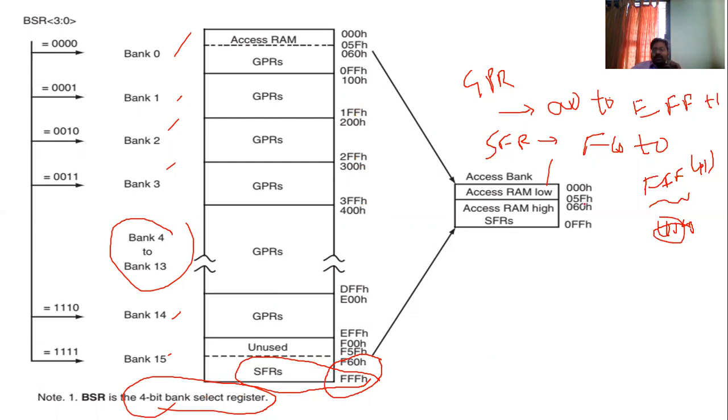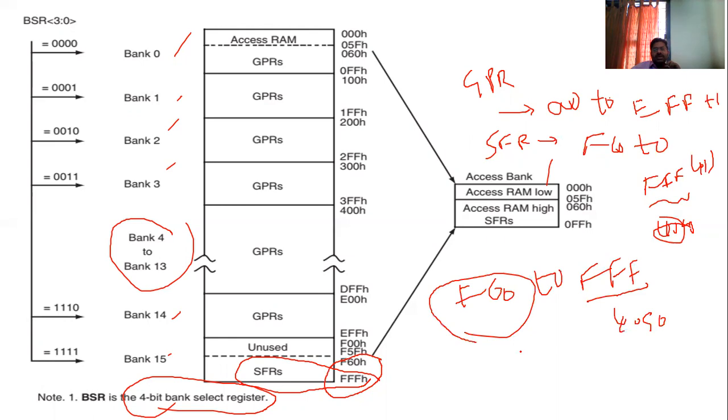Okay, you can convert F60 to FFH. What is that? This FFF means here 4096. Remember, what is this F60? These are in hexadecimal form. We can convert hexa to decimal. Convert hexa to decimal. You know what the value of this one is. This is the size of the SFR.